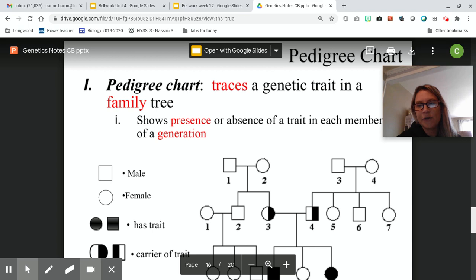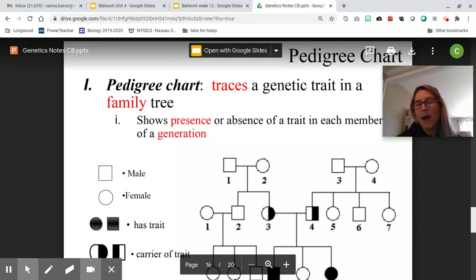is please take out your notes packet. If you don't have your notes packet, please take out your notebook and something to write with. I'll give you a second. You're going to find the slide that says Pedigree Chart. Okay, you can put your bell work to the side. We'll go over it in a minute, and I'll give you a second to find that.